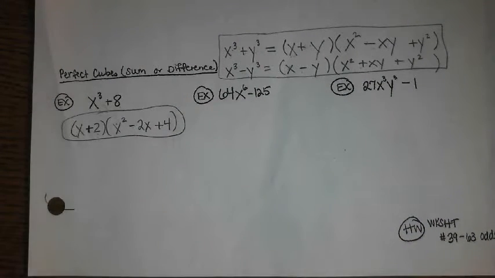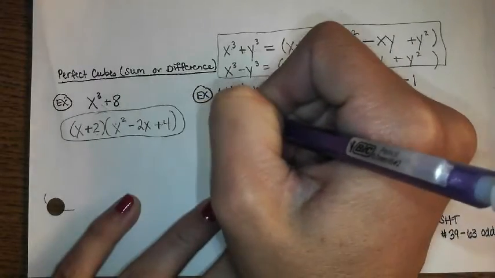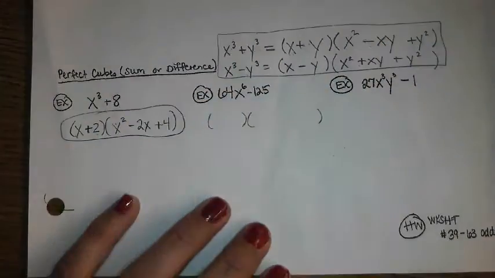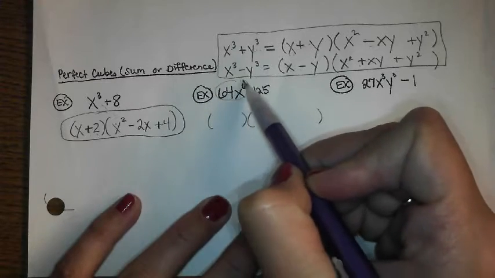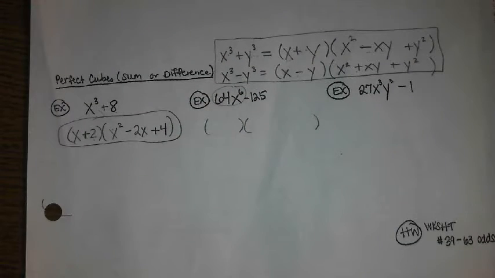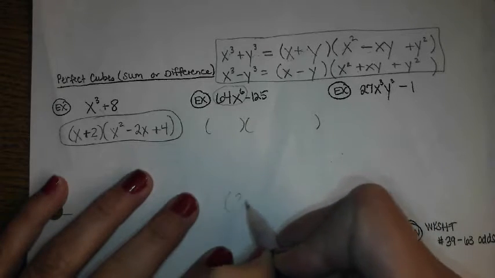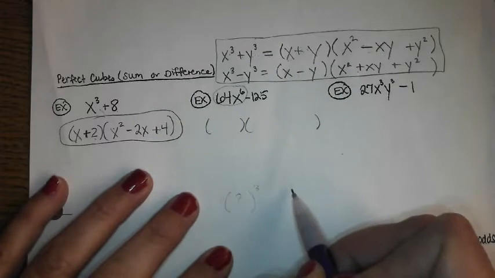Gets a little beefed up, right? Set up your binomial, trinomial. Look at your first term. 64x to the 6th. What times itself 3 times gives you the 64? Nate? 4 is the answer to my question. But yes, you're right. And then what times itself 3 times gives you x to the 6th? In other words, what is it that you would cube to get x to the 6th?